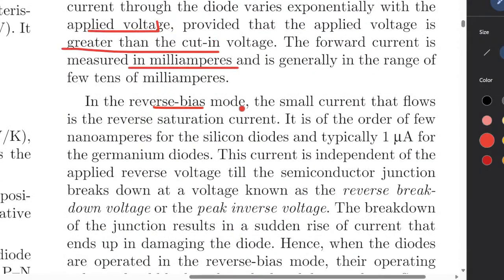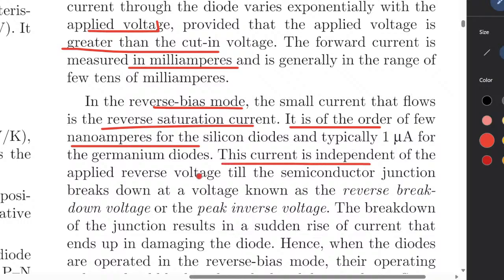In reverse bias condition, the small current that flows is the reverse saturation current, and it is of the order of a few nanoamperes. Okay, this current is independent of the applied voltage. The semiconductor reaches reverse breakdown at the peak inverse voltage.